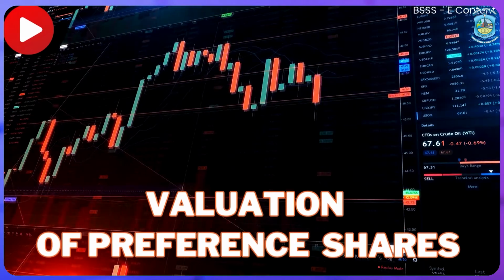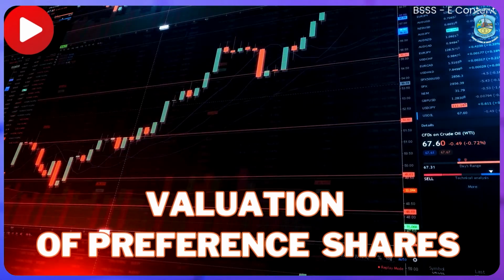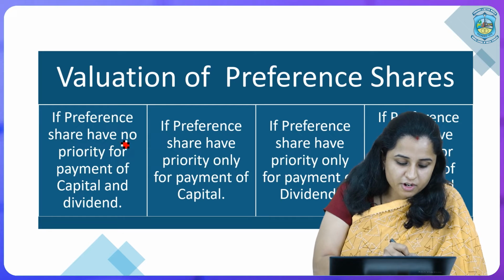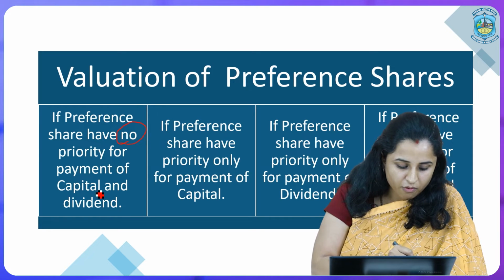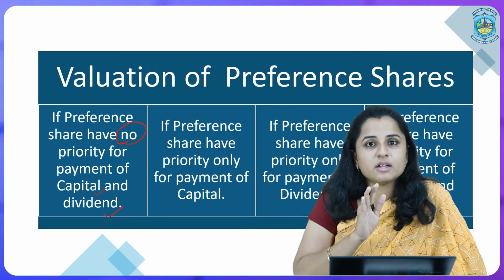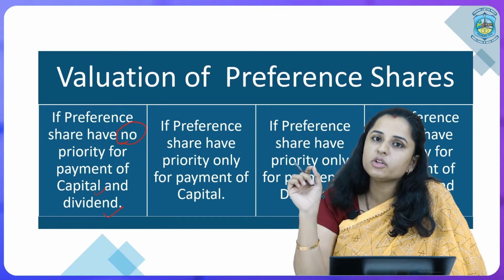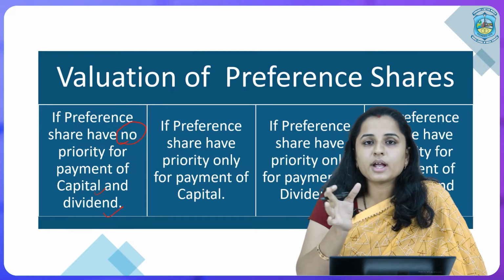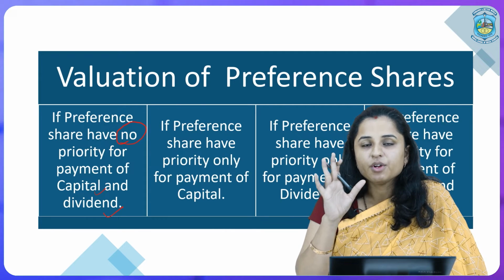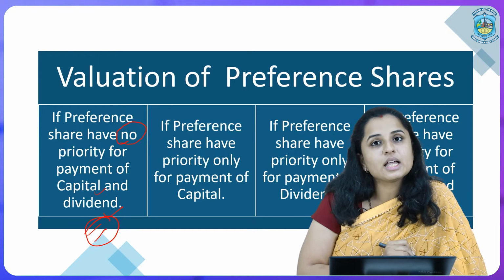Whenever you get a question of valuation of preference share, there are basically 4 situations which you are going to get, which are the priority and the non-priority. The first one is if preference shares have no priority for payment of capital and dividend. It means preference shares are treated at par with the equity shares. Whenever the company is going to wind up or whenever the amount has to be given to equity and preference, they will be given at the same point of time. So there is no priority in payment. That means equity and preference are treated as the same.